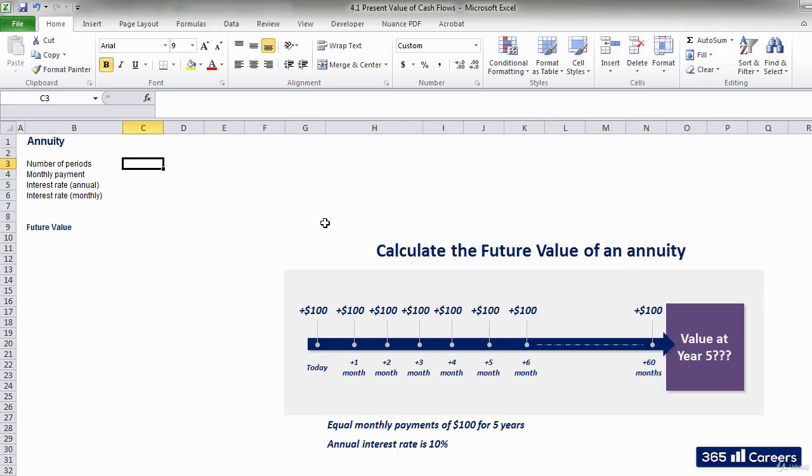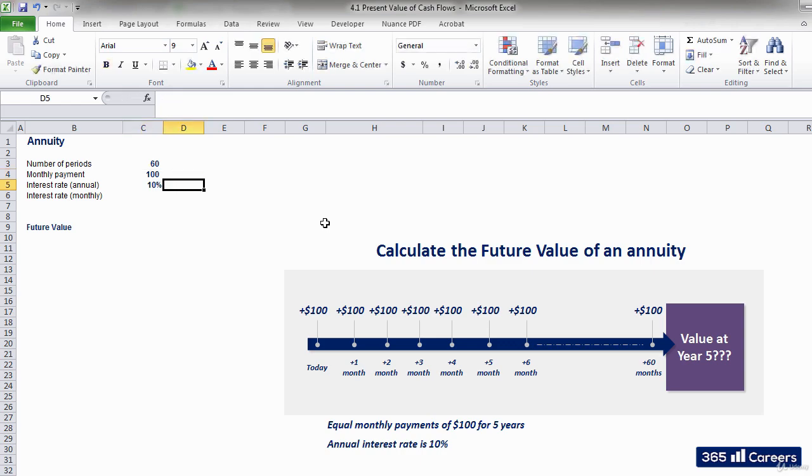First things first, let's type each of the parameters in a sheet that we have here. We said that we want to calculate a 5-year annuity. 5 years contains 60 months, and therefore, we will have 60 monthly periods. Each month, we will pay $100. We will have a monthly payment of $100.